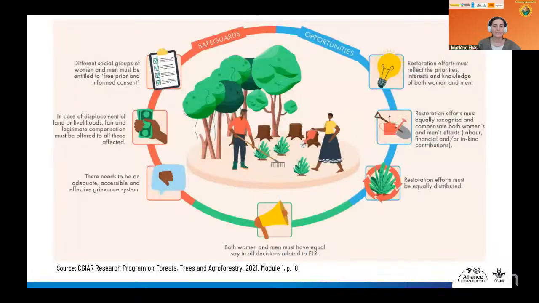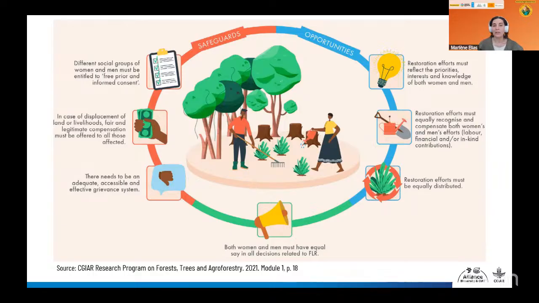So another framework here that builds on or includes many of the same components as what we've just seen, components related to equal opportunities through restoration.